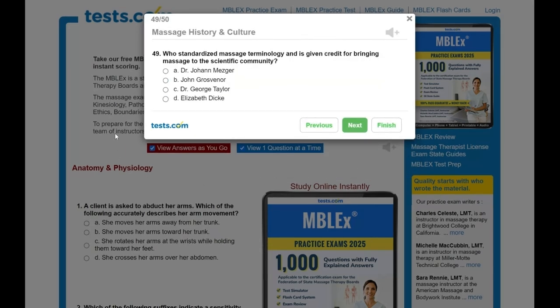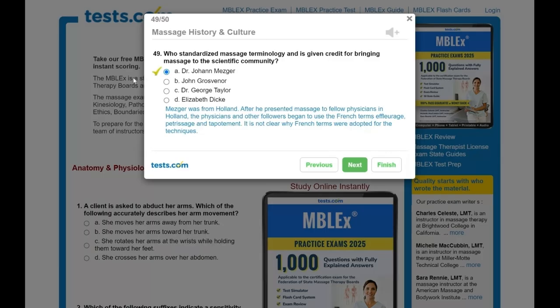Massage history and culture. Question 49. Who standardized massage terminology and is given credit for bringing massage to the scientific community? A. Dr. Johann Mesger. B. John Grosvenor. C. Dr. George Taylor. D. Elizabeth Dickey. A. Dr. Johann Mesger. Mesger was from Holland. After he presented massage to fellow physicians in Holland, the physicians and other followers began to use the French terms effleurage, petrissage, and tapotement. It is not clear why French terms were adopted for the techniques.